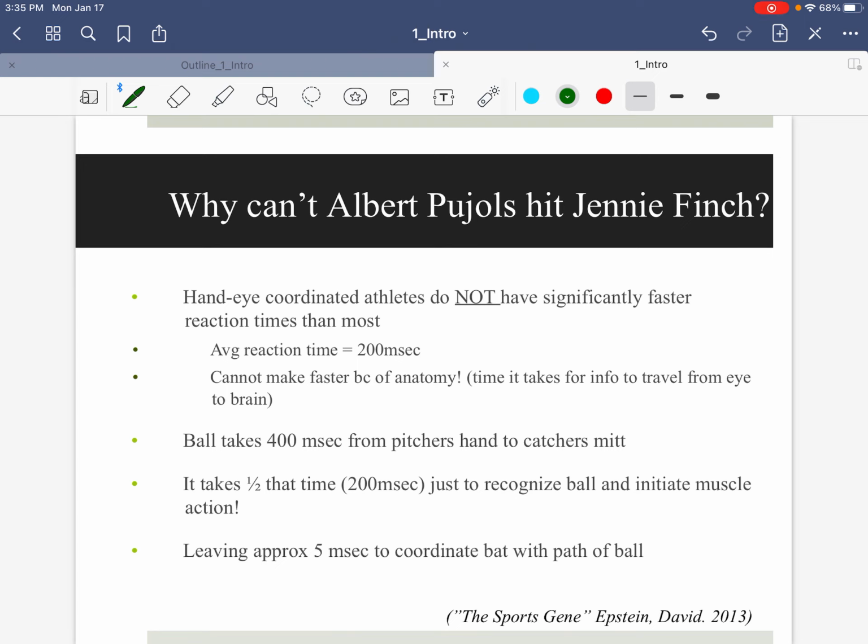Hand-eye coordination can be improved up to a certain point, right? So even the best athletes don't necessarily have better hand-eye coordination up to a certain point. Of course, they're probably a little bit better than the couch potato, but there's an anatomical limit, right? This is about the anatomical limit.